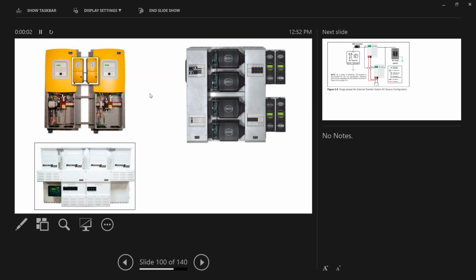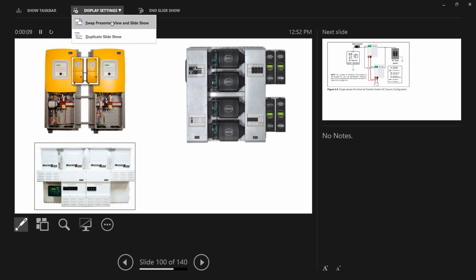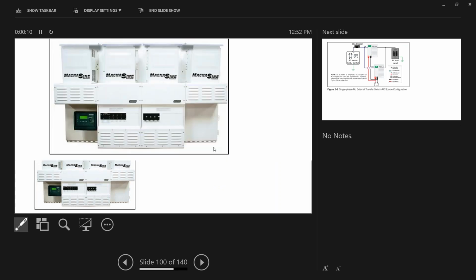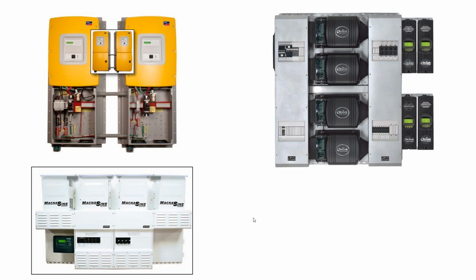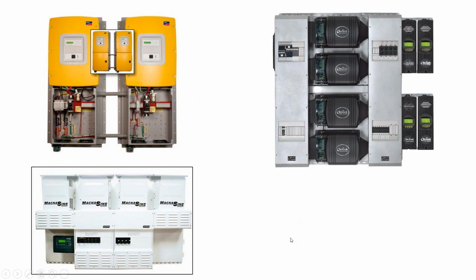Here we have on the left, let me bring my things set up here. Just bear with me. Pointer options and laser pointer. Oh, come on.